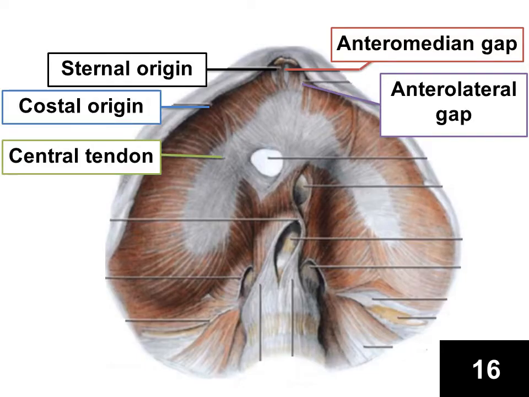Here is the diaphragm. You can see the central tendon. You can see the peripheral muscular part. You can see also there is an anteromedian gap and an anterolateral gap, which are indicated. These are not important for them.